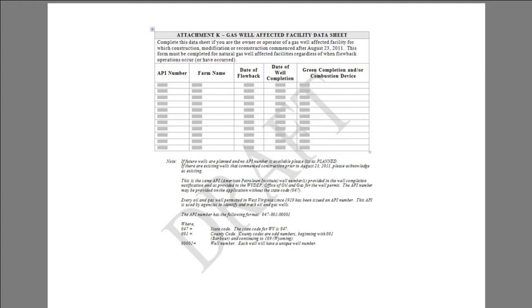If you're not familiar with what an API number is, which I'm sure all of you are, there's an example down below that indicates what the format is. Like the 47 stands for the state code for West Virginia, and the county code, like 1 is Barbour County, and then 1 would be the first well in Barbour County, and so forth and so on.